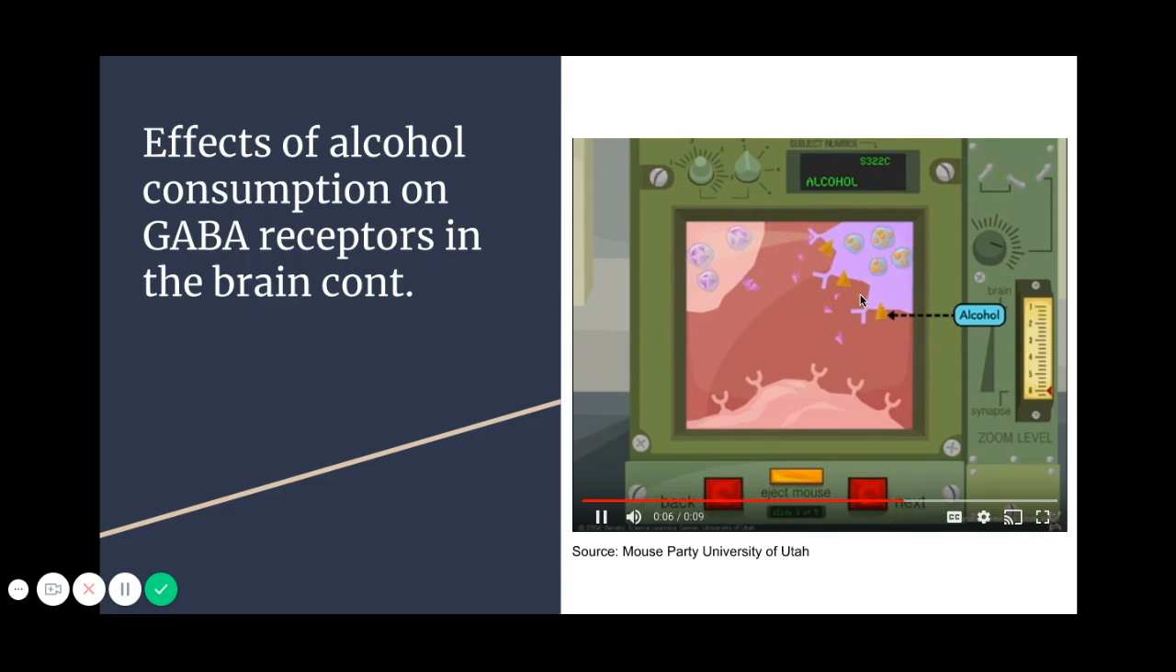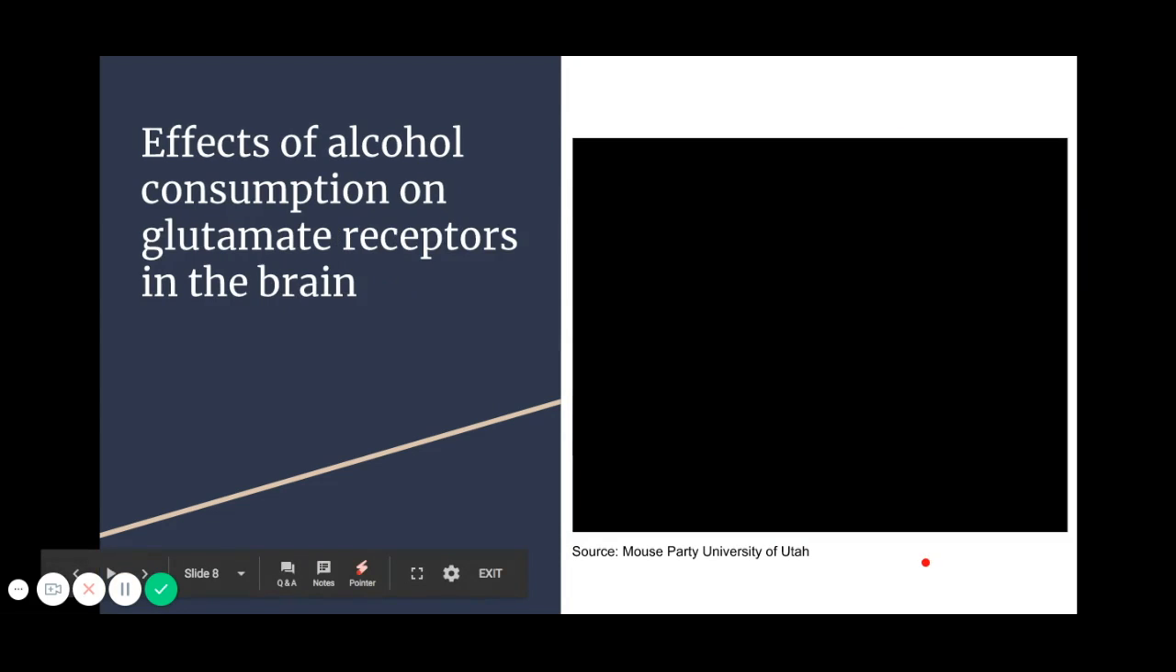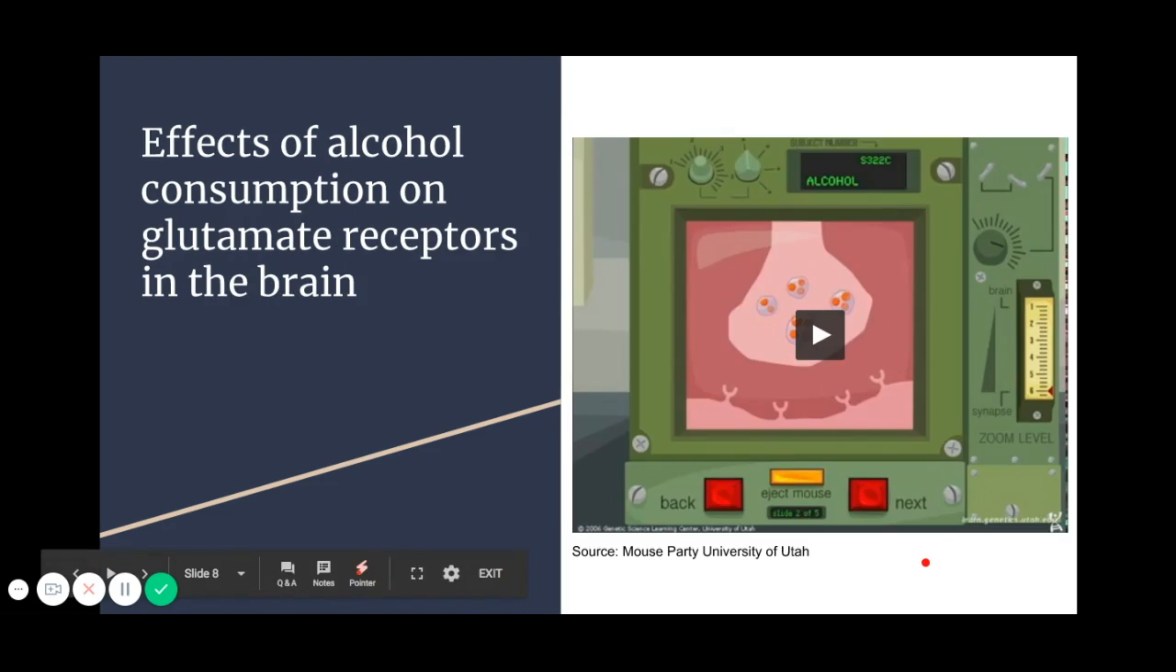Again, the alcohol is binding to the receptors, preventing the actual GABA from binding. Now, the effects of alcohol consumption on the brain is not limited to GABA alone. In fact, there's a quite large problem in its effect on glutamate receptors in the brain. Alcohol binds to glutamate receptors, which are excitatory. By binding to the glutamate, it prevents the actual glutamate from being absorbed.